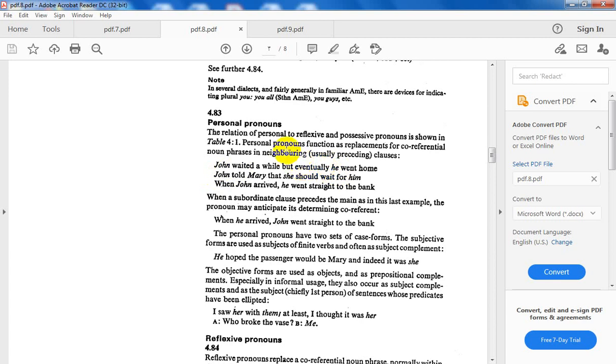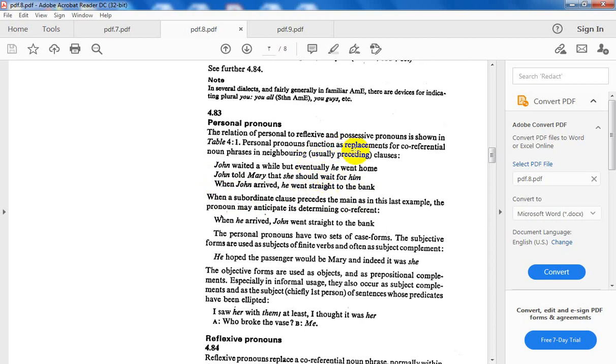It is either in neighboring or usually preceding clauses. This is called co-referential, which is anaphoric: I have the noun, then I have the pronoun. John told Mary that she, referring back to Mary, should wait for him. Him is the objective case, referring back to John. When John arrived, he went straight to the bank. He refers back to John. This is the first function.